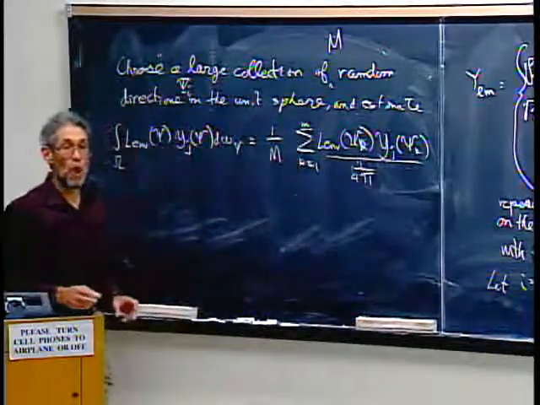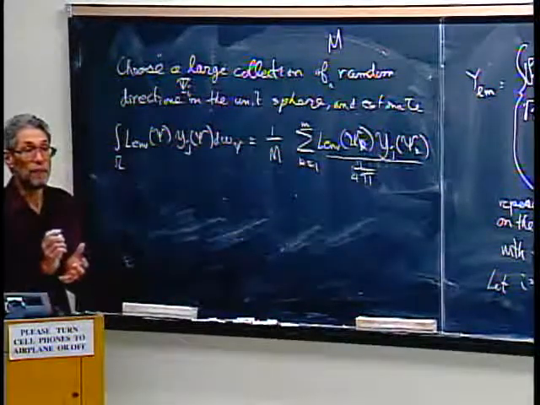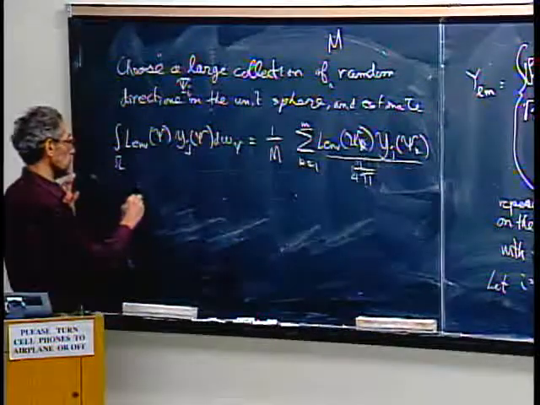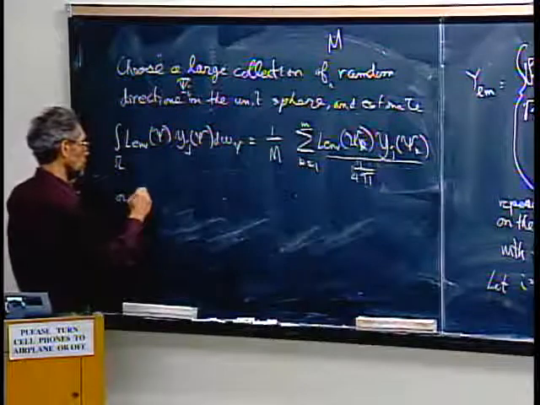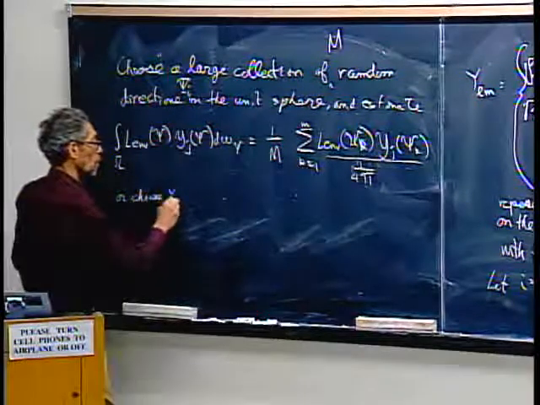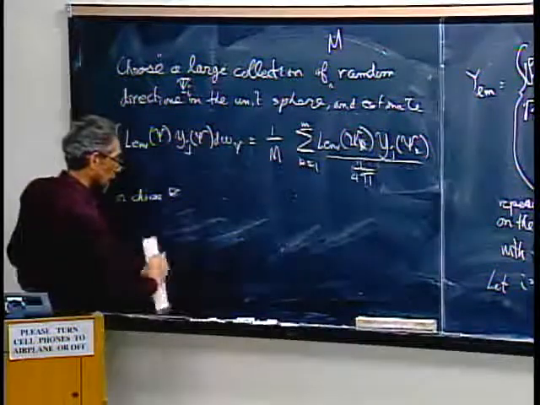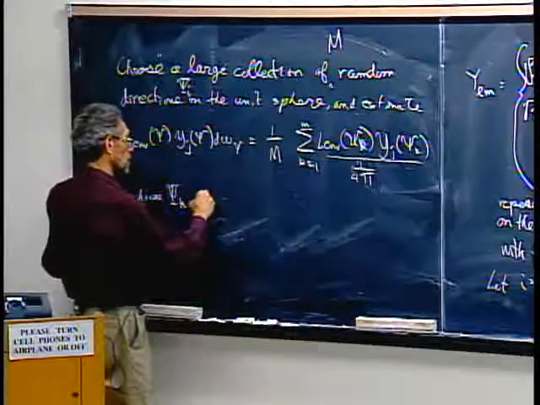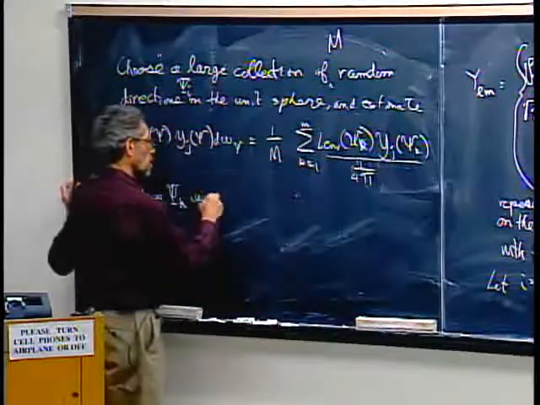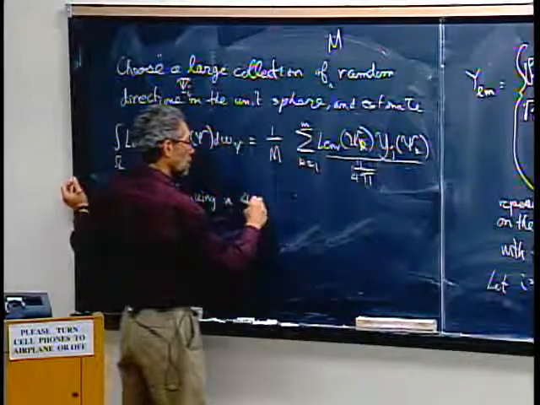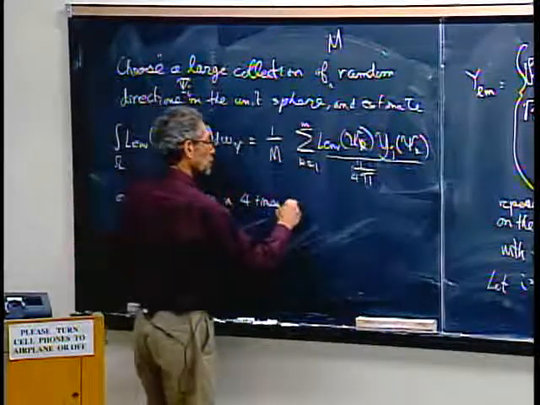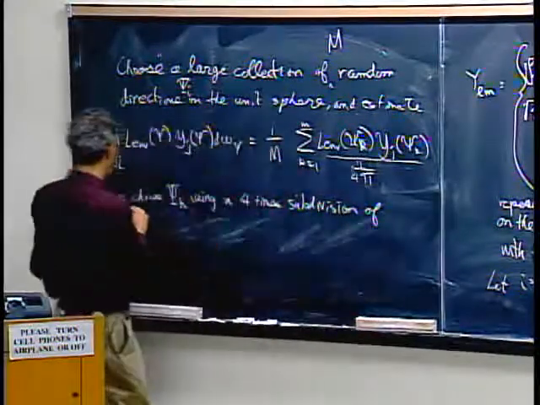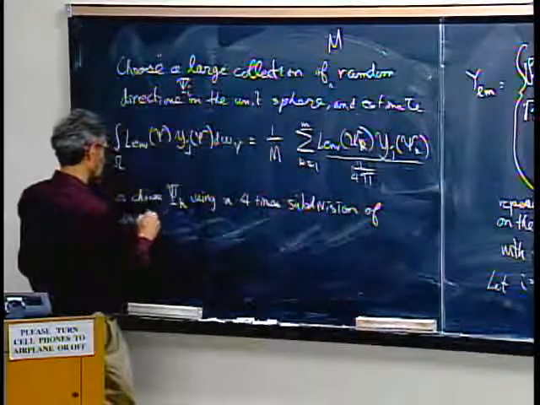If you didn't want to choose them randomly because you thought they might be clumped up, which might give you bad statistics, you might start out, say, or choose my directions psi_k using 4 times subdivision of an octahedron or an icosahedron. Why don't I say icosahedron?